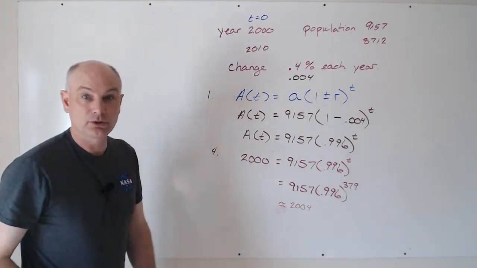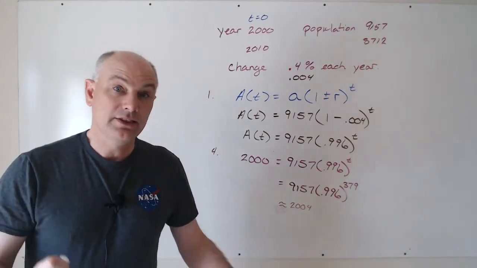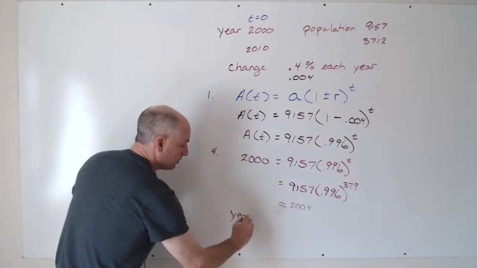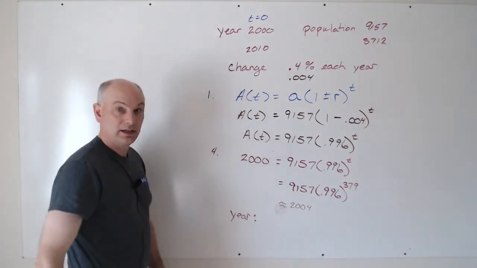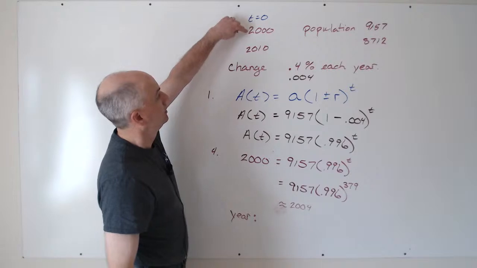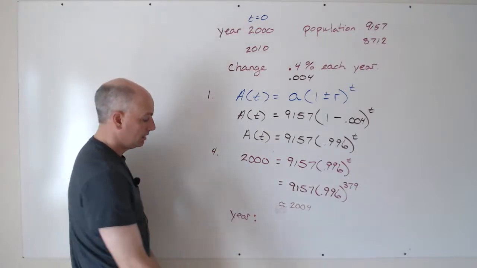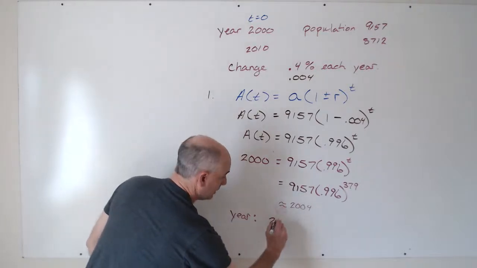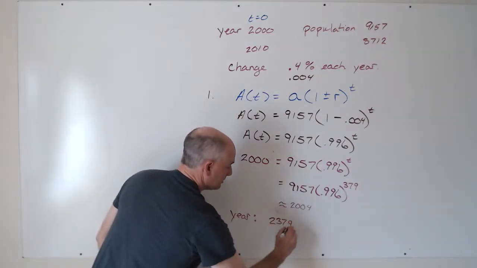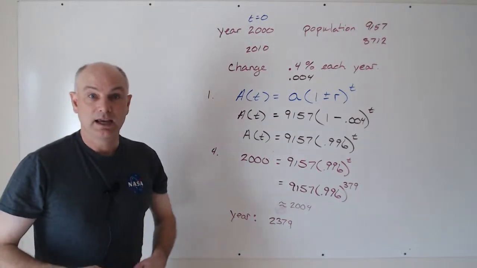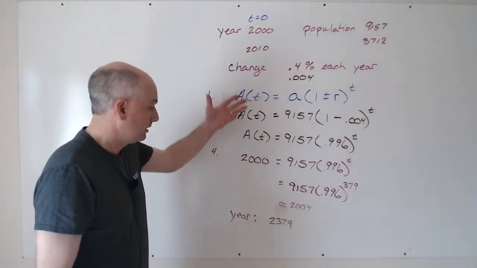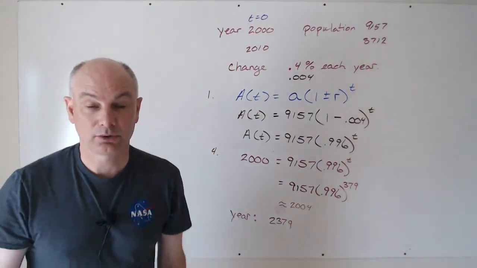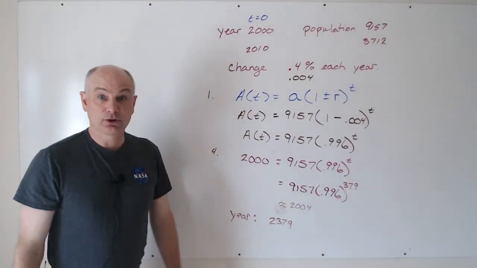So somewhere within that year, that's when it's going to happen. So the year, which is what you were asked for here, would then be, since year 0 is the year 2000, the year would be 2,379. Okay? And that would be the final answer then for problem number 4. Okay, so that's your quiz.